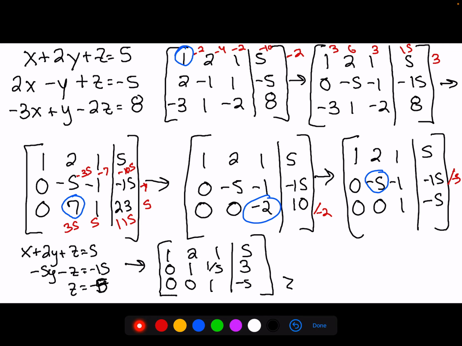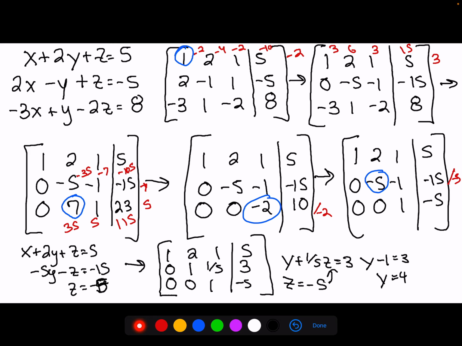So by the third row, z is -5. By the second row, y plus 1/5 z equals 3. But I don't really want to use it that way. I mean, you can. All right, so if we plug in -5 for z, we'll have y minus 1 equals 3, so y equals 4.